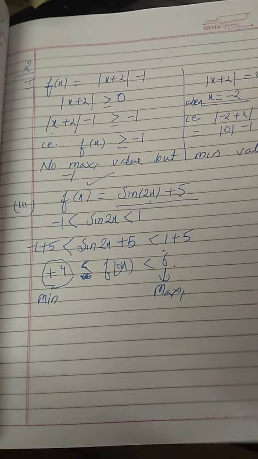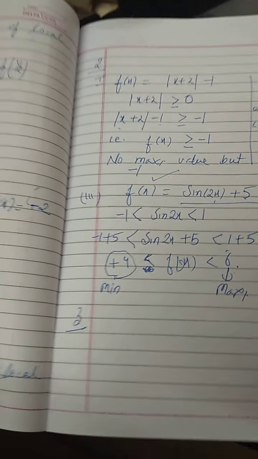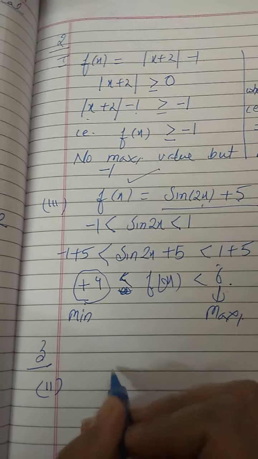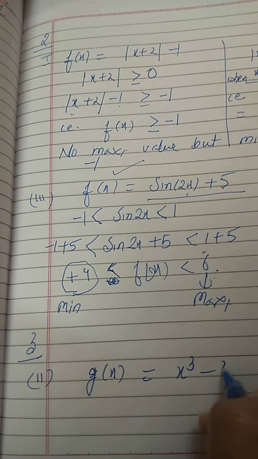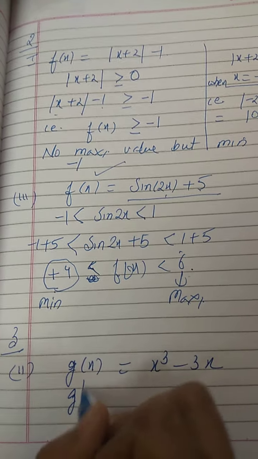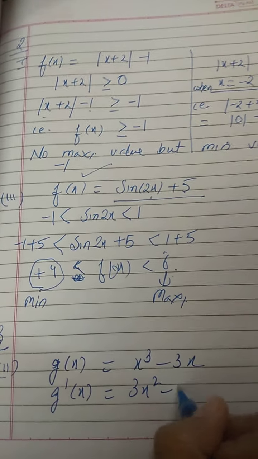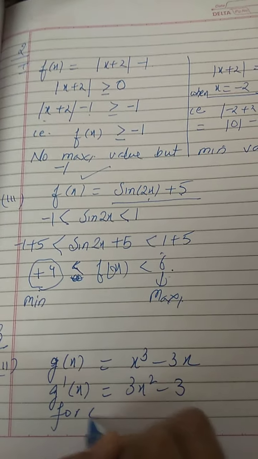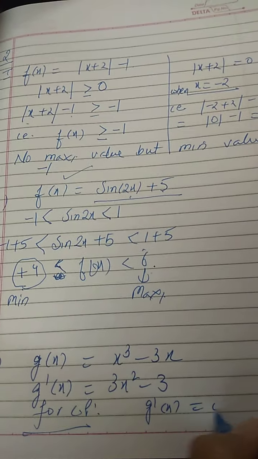So let us do one or two parts of sum number 3. In the third sum, the first part is easy, so let us do the second part. In the second part, the function given is g(x), it is x cube minus 3x. So according to the method, what will we do? First of all, we will find the derivative. The derivative is 3x square minus 3. Okay, so now for the critical points, we will equate the derivative to 0.